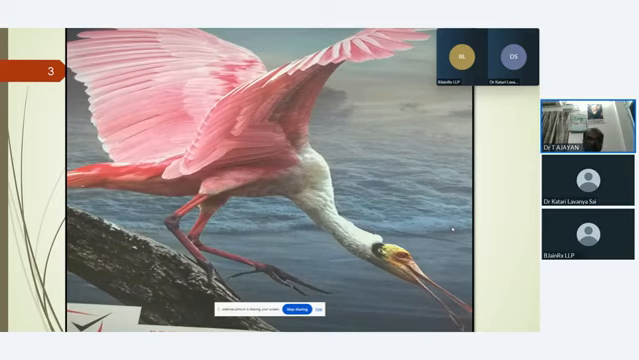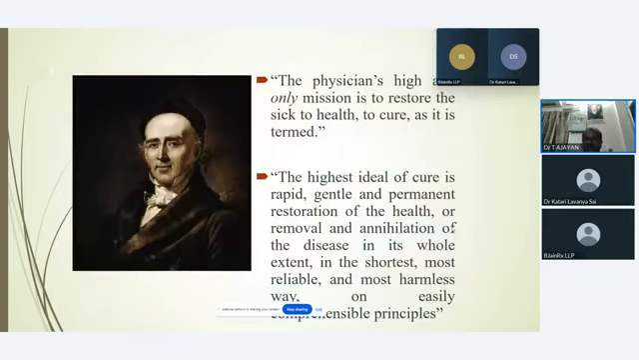Definitely, we are able to cure the case. I am not going into the details of all these things because there is only limited time. That is 1 hour. Within that time, I am not able to complete the entire slides, but I am trying my best. As our master says, the physician's only mission is to restore the sick to health, to cure, as it is termed.